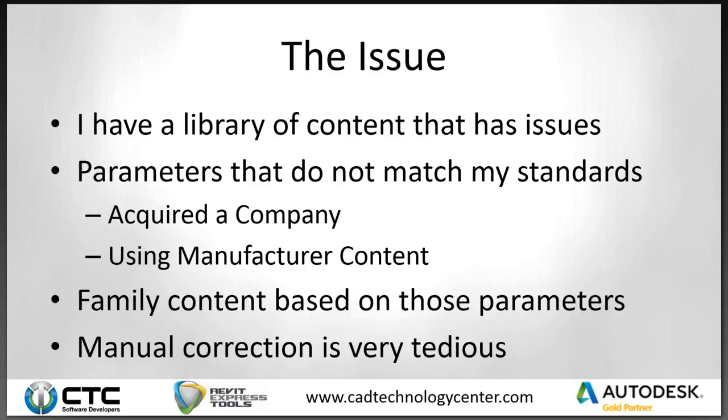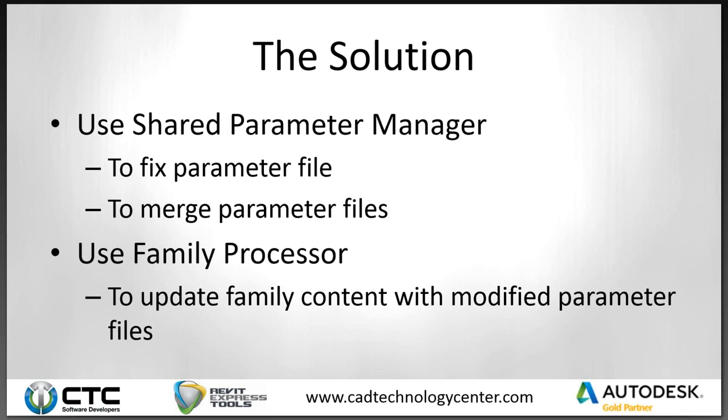Now, before I go into this, I'm actually going to skip the first little demonstration here. I'm going to go directly to the two solution portions. One of the solutions is making sure your shared parameter file is in good condition. We've done other webinars before on Shared Parameter Manager. It's used to fix your parameter file, to merge two parameter files, to go through and do some corrections and updates there. As far as Family Processor goes, we're going to be using that today in this webinar to go through and update the family content with parameters that are in our actively fixed shared parameter file. So we'll see how that's going to work here in a moment.